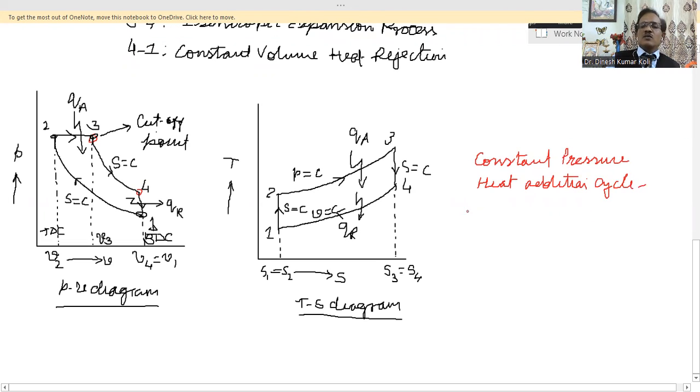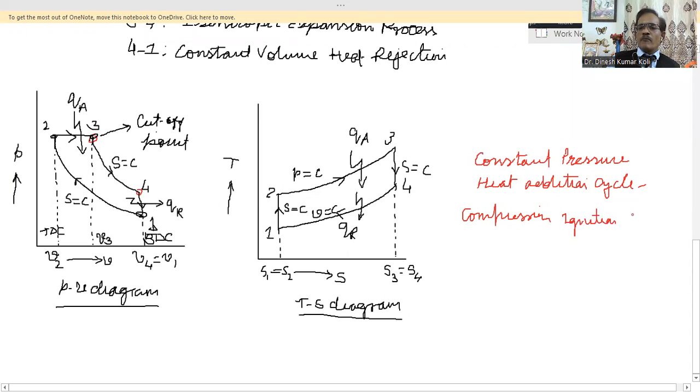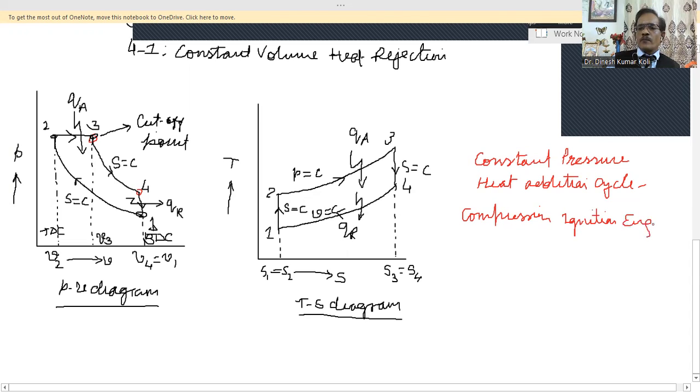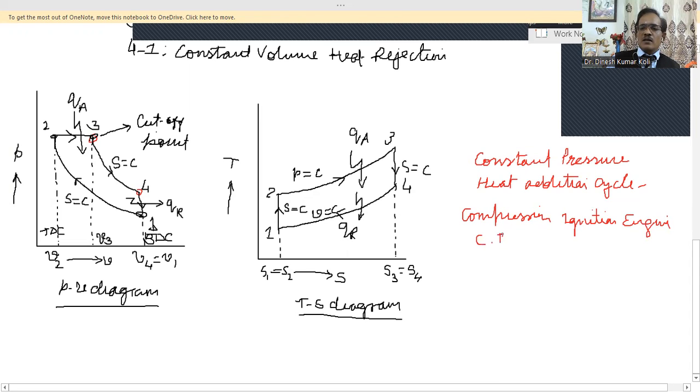The engine working on the diesel fuel is also called a CI engine, or we can say it is the compression ignition engine.